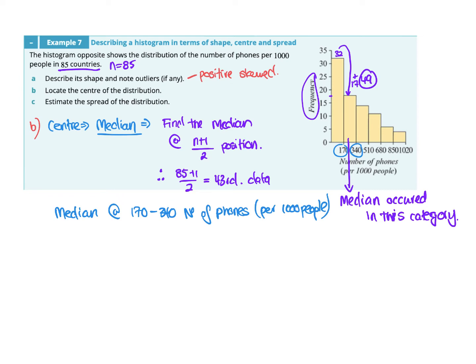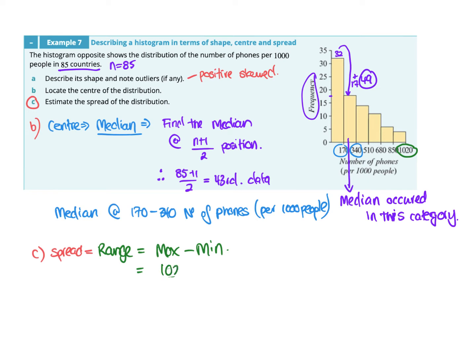Now estimate the spread. Now here we'll do the last one. The spread is when you talk about the range. So we're going to talk about the range. The range is just the maximum minus the minimum. So here, when they say estimate, because we just know what the end category is, I'm going to say roughly the maximum number was that last one that they gave us there, which was 1,020.